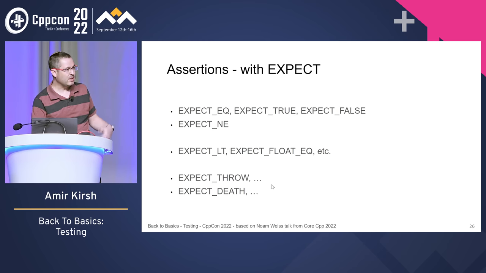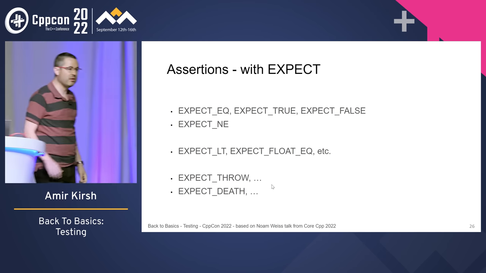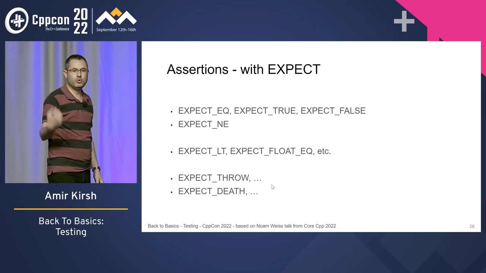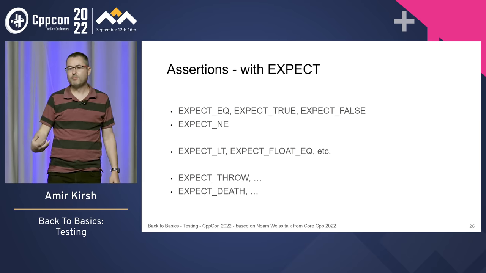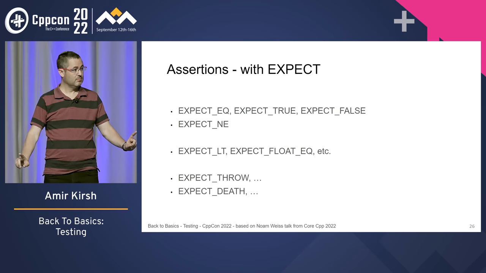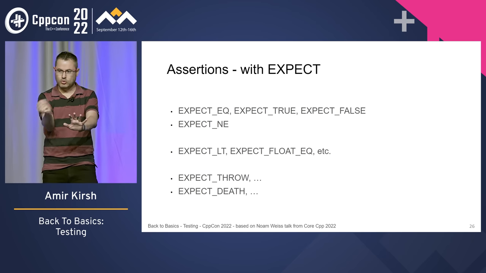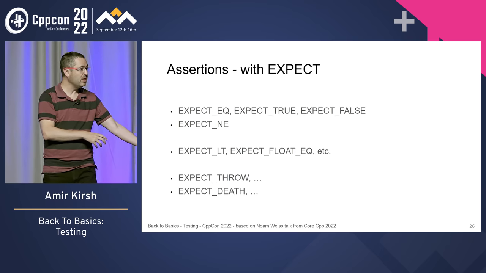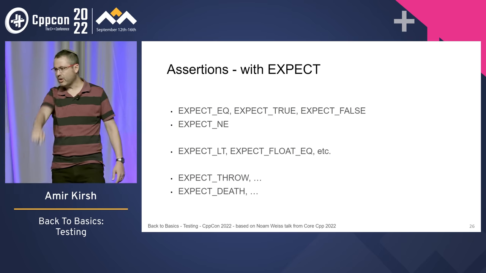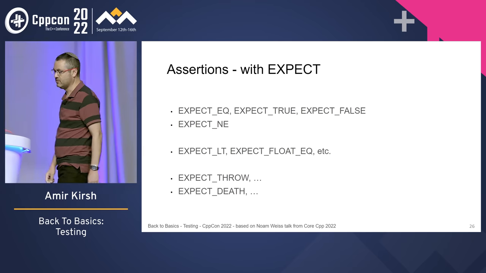Expect not equal, less than, floating equal, in which you can add the delta for the comparison. Expect throw, I'm expecting something to be thrown. Expect death, I'm expecting this operation to make the program crash. And the program would not crash. The test would just check that. The program would try to crash, and the test would continue, saying, oh, it's good, you crashed. We expect you to crash.